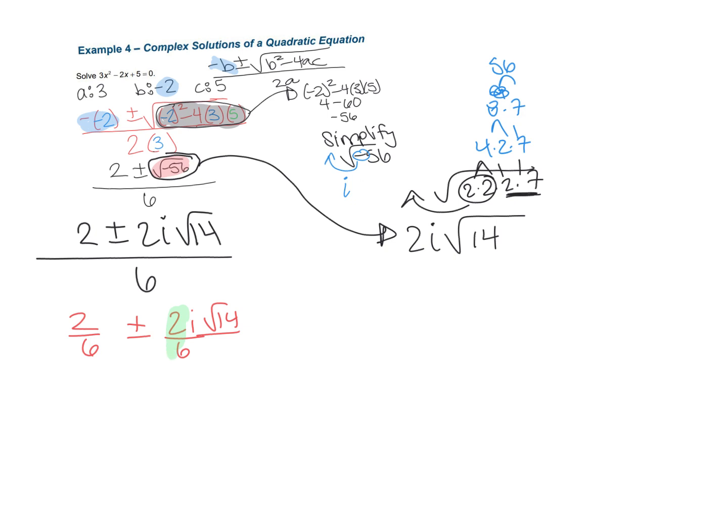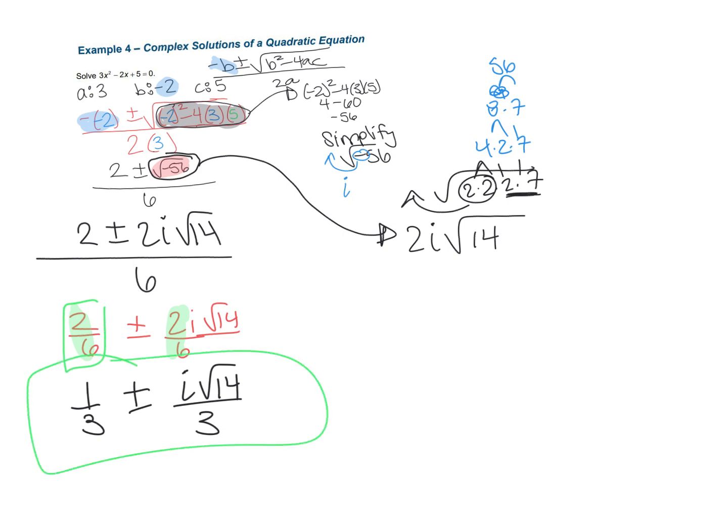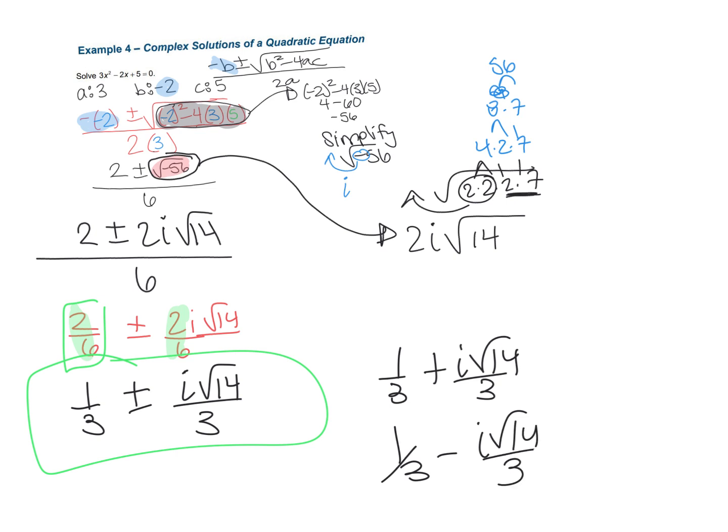Let me highlight this for you. I'm going to reduce these numbers and these numbers. So 2 over 6 becomes 1/3 plus or minus, and then 2 over 6 is also 1/3. But since it's going to be a 1/3, I'm going to have to write it like this, because we know there's an invisible 1 right there. That green is really invisible. So that does reduce to 1/3, and of course this reduces to 1/3. So that would be your answer, which could also be broken apart as 1/3 plus i square root of 14 over 3, or 1/3 minus i square root of 14 over 3. Those are your two answers.